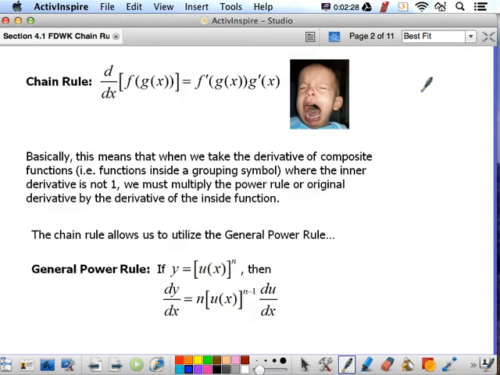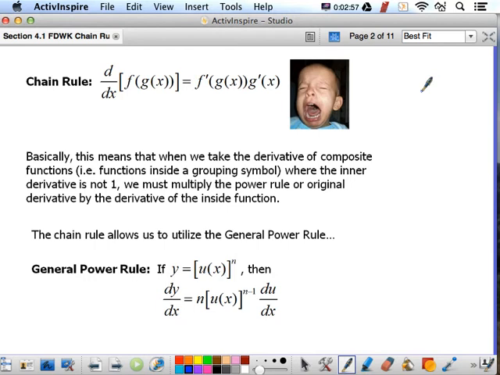So here's what the chain rule says. It says if we take the derivative with respect to x of a composite function in the form f of g of x, that it will always equal the derivative of the outside function multiplied by the derivative of the inside function. That's basically what it says. So basically you have to take the derivative twice. Take the derivative of the overall outside function, and then you multiply it by the derivative of the inside function.